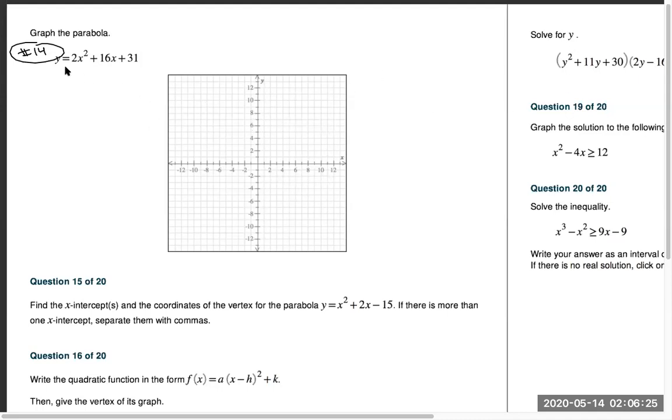We are trying to graph this particular parabola. There are a few different ways you can handle this problem, so I will cover it in a little bit more detail. Essentially, method one, you have standard form given here.